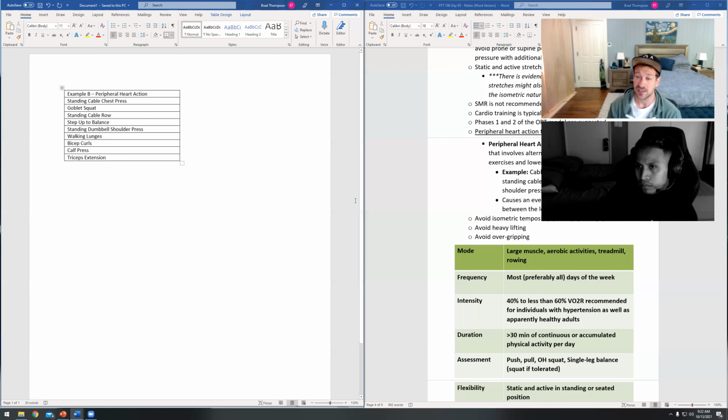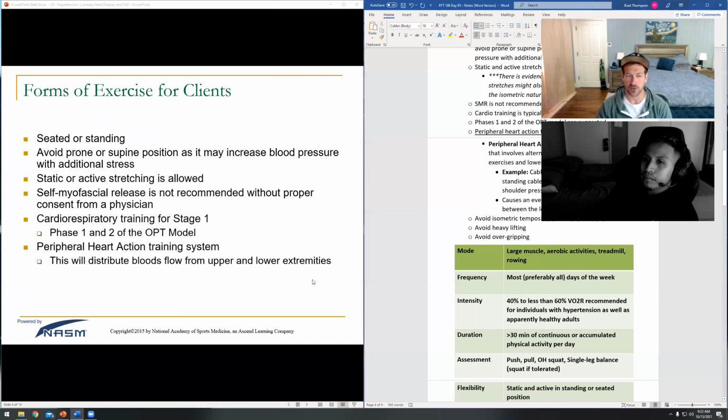Every one of those exercises keeps the body upright, so their head really never has to change orientation. But I went from here to here to here, back down to here, up to here, back down to here. Up, down, up, down, up, down, up, down. And that's a really good program for someone with hypertension.